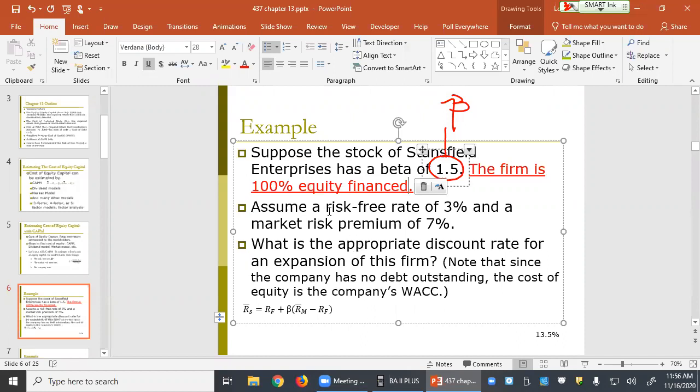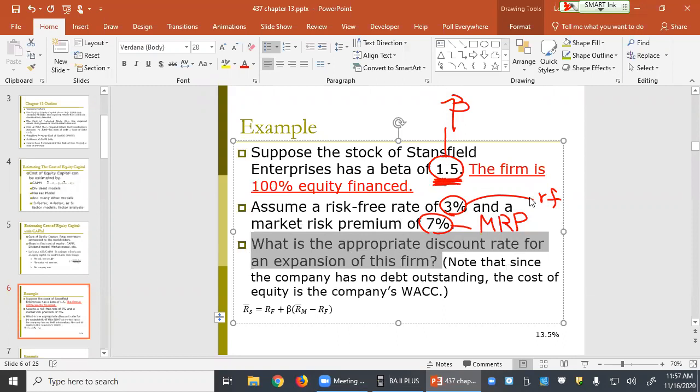Okay, so assuming a risk-free rate of 3%, this is the RF, and a market risk premium of 7%. I'm going to use the initials, market risk premium. What is the appropriate discount rate for an expansion of this firm? So over here, this question does not say specifically to use CAPM to calculate your cost of equity, but based on the information that you are given, when the beta is given to us, it should be a really good hint that you have to apply CAPM.